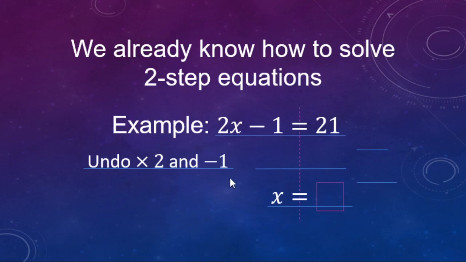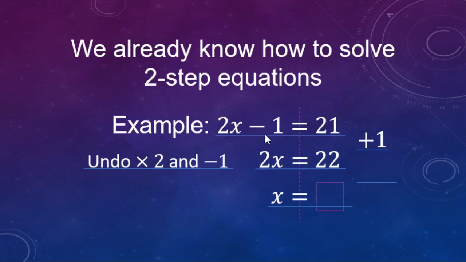So for undoing the minus 1, we are going to add 1. This is to both sides, although effectively we just look at the 21 here. So 2x minus 1 plus 1, the minus 1 plus 1 goes away, so we just have the 2x equals. And then again, all we're really looking at is 21 plus 1 makes 22.